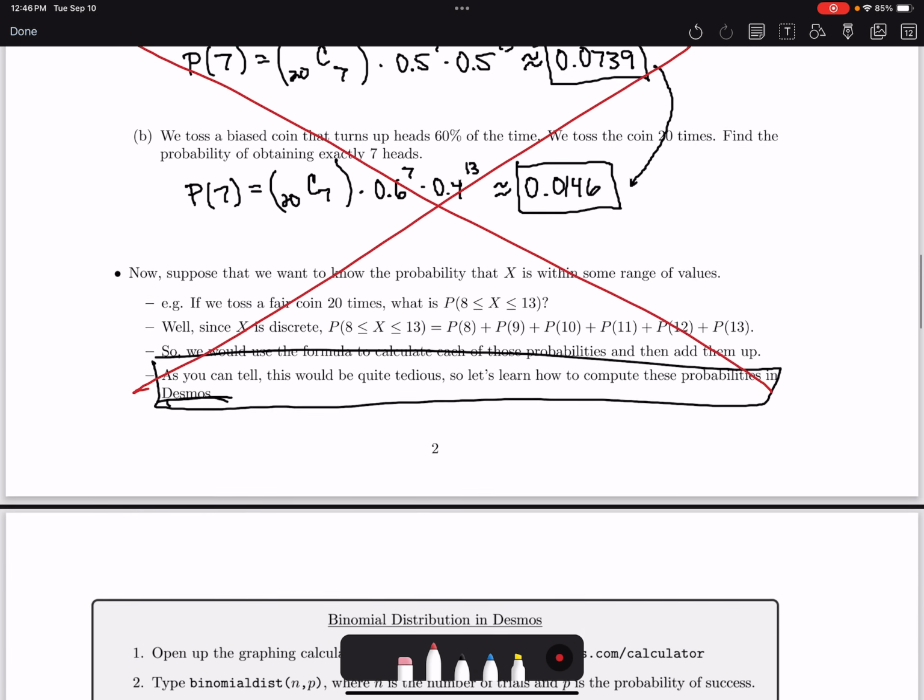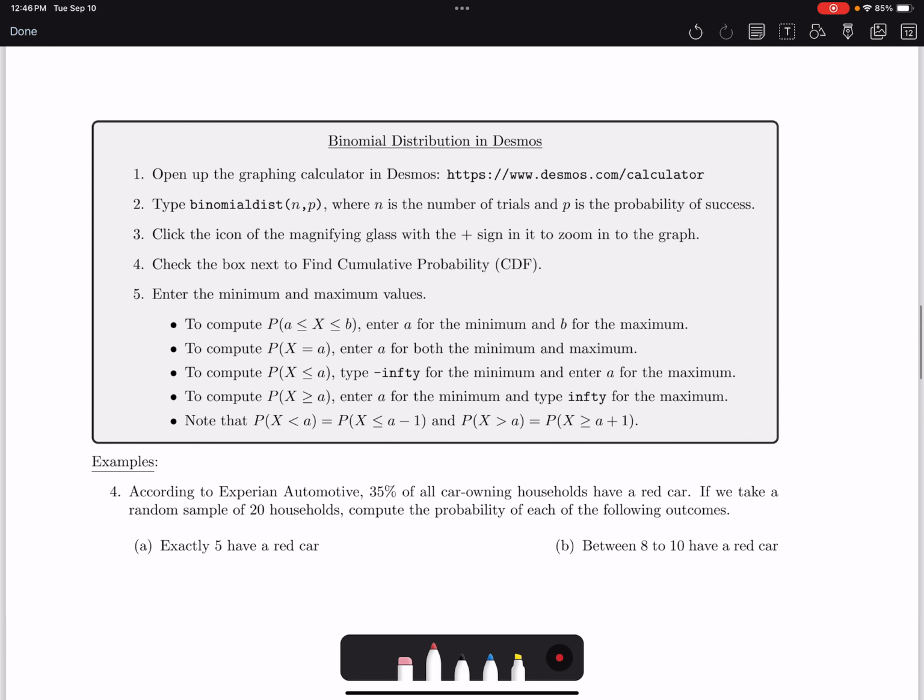So let me give you some examples of that. So here's how this works in Desmos. First of all, you need to open up the graphing calculator in Desmos. So far, I think we've been using the scientific calculator in Desmos. I've shown you how to use the scientific calculator to do various things. But for this, we need to open up the graphing calculator. And this is the link that you can use to do that, or you could just type it into your address bar in your browser, right? You can go to desmos.com/calculator, and that'll open up the graphing calculator.